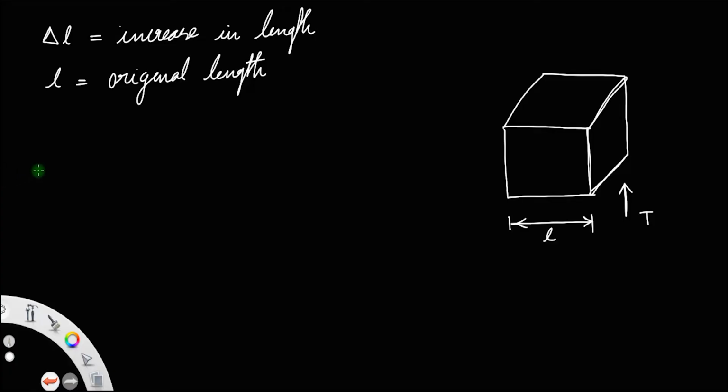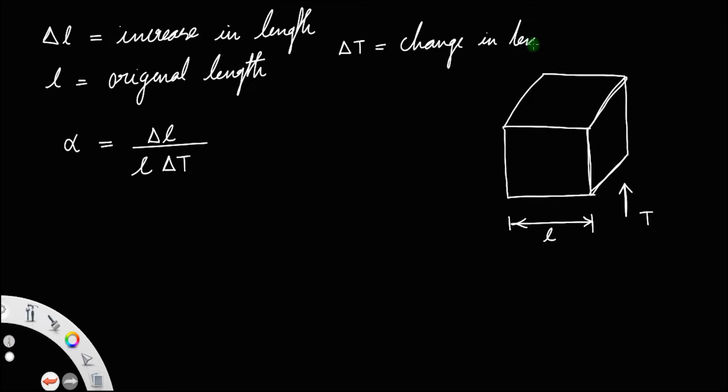Then we define a factor called alpha, which is called the coefficient of linear expansion or linear expansivity, which is defined as the change in length by original length per unit rise in temperature, where delta T is the change in temperature. So this factor is called alpha. Let's call that equation number 1.